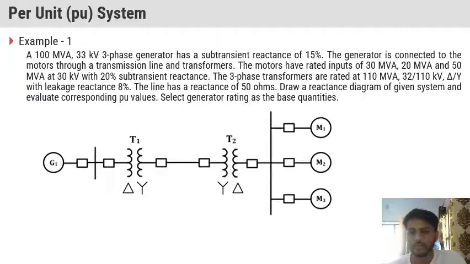Hello student, this is your 8th lecture of Power System 2. Today we are discussing one example of the per unit system.